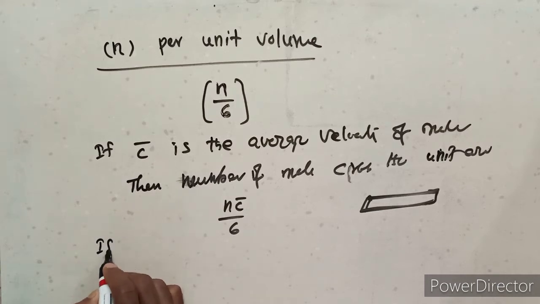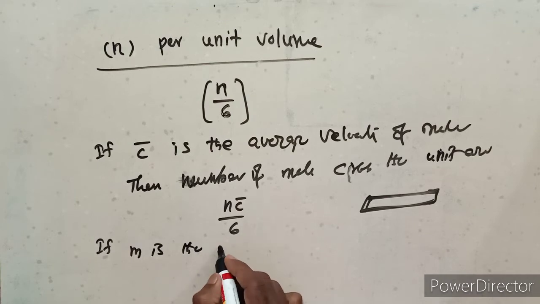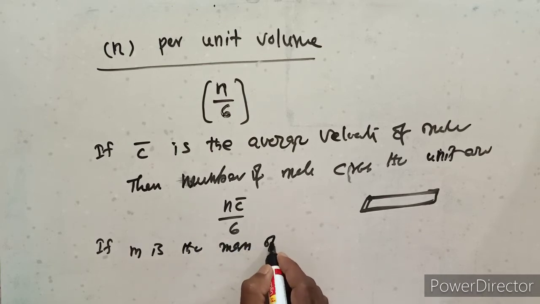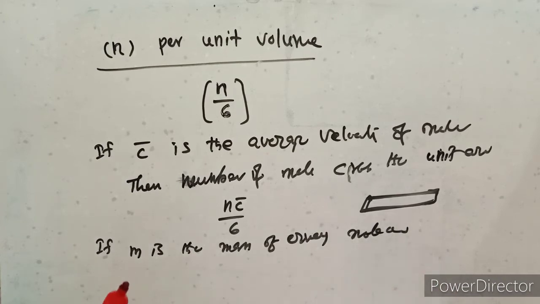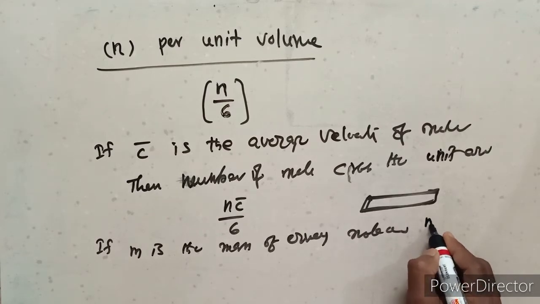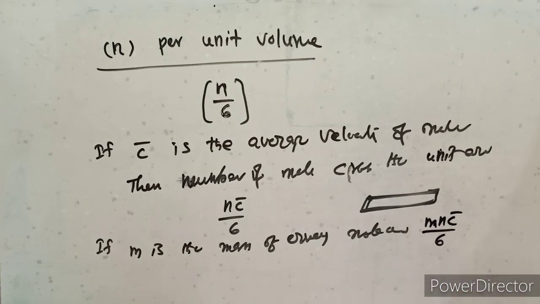If m is the mass of every molecule, then the total mass of molecules moving upwards and downwards is m n c bar upon 6.